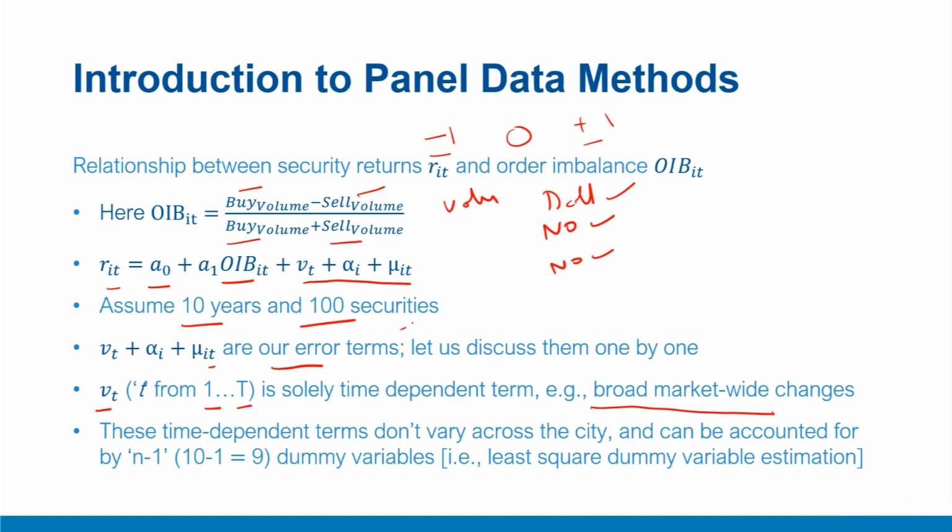For example, changes in monetary policy, maybe changes in policy rate like repo rate in India or Fed rate in US. These time dependent terms do not vary across securities, and those of us who have done some kind of regression course and dummy variable analysis would recognize that simply accounting for T-1 dummy variables, which in this case, if there are 10 years, is 9 dummy variables, can easily account for this Vt factor.